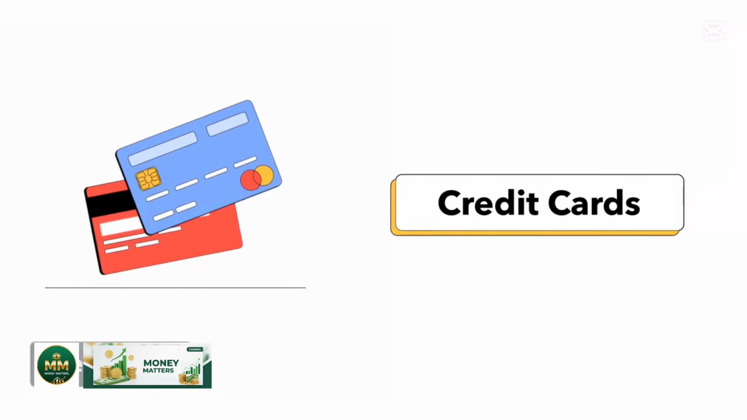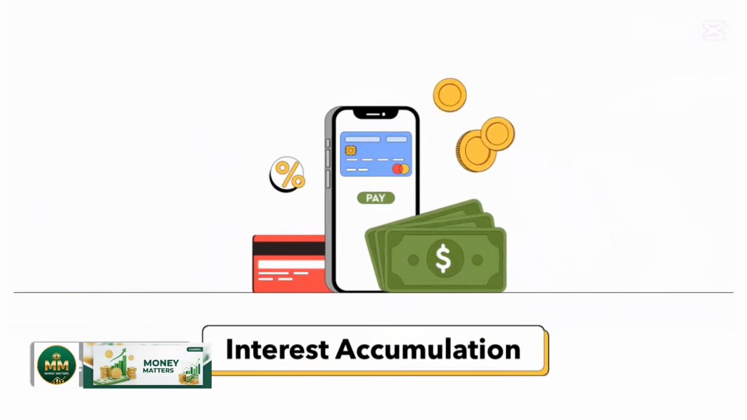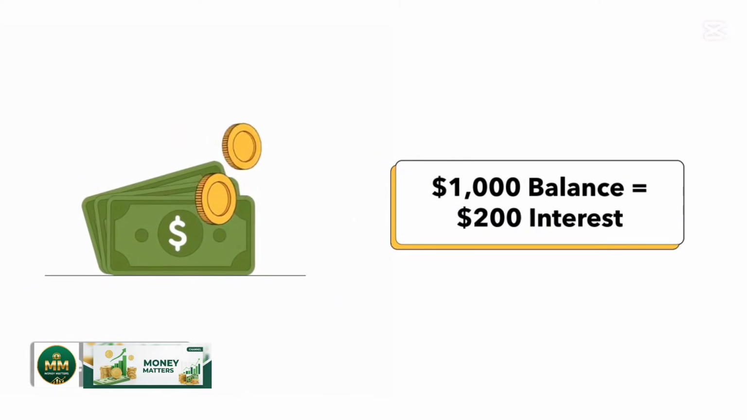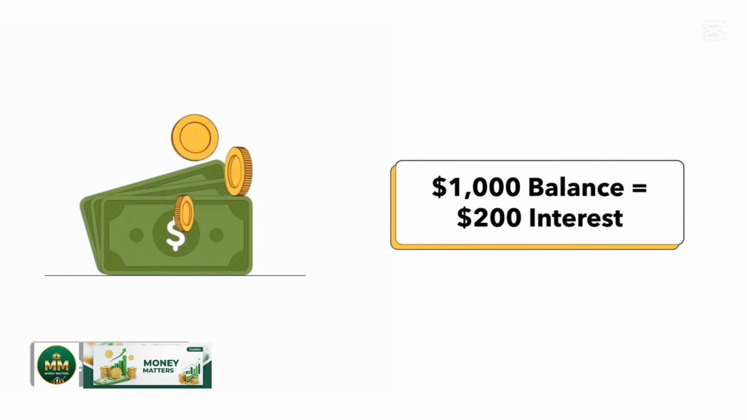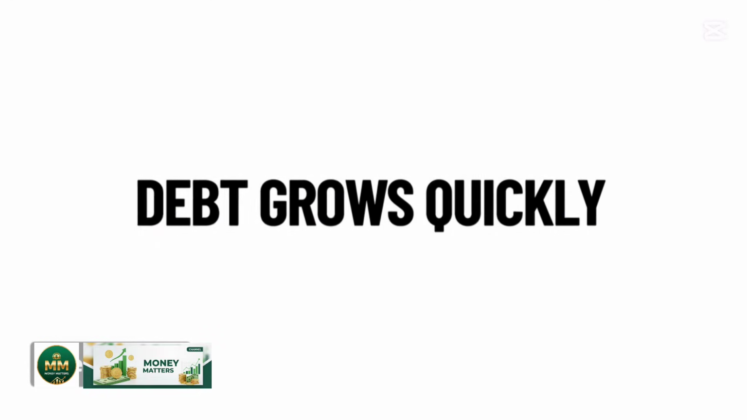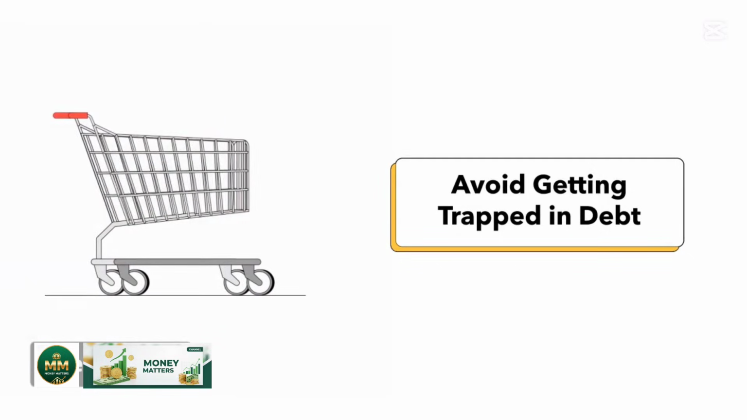Credit cards are one of the most common ways people encounter interest, and sometimes the most expensive. If you don't pay your balance in full each month, the credit card company charges interest on the remaining amount. If you have a $1,000 balance on a credit card with a 20% annual interest rate, you could end up paying $200 just in interest over 1 year. Interest adds up fast if you only make minimum payments, which is why credit card debt can grow quickly. Key takeaway: credit card interest is money leaving your pocket. Paying off balances quickly is crucial to avoid getting trapped in debt.